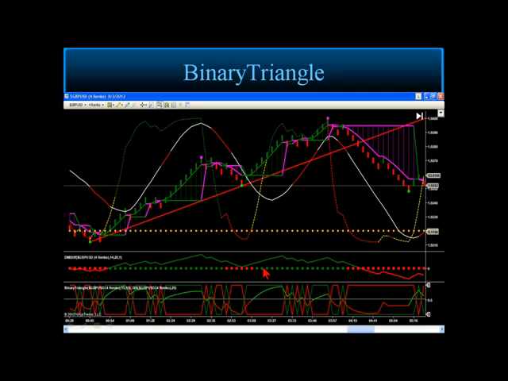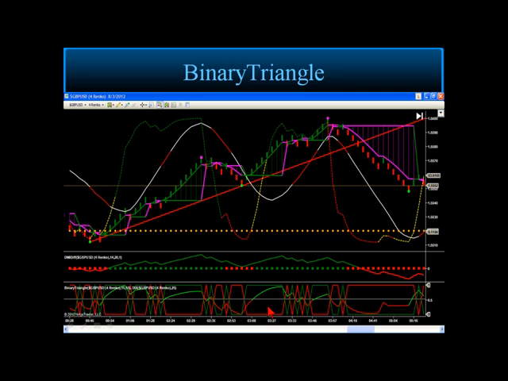But you can see the DMI differential didn't turn red on any of these little down moves. It stayed green, stayed up here. So even though you hit choppiness here, you can still stay in the trade by using the DMI differential here.